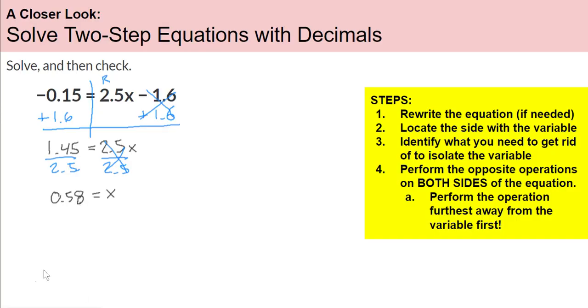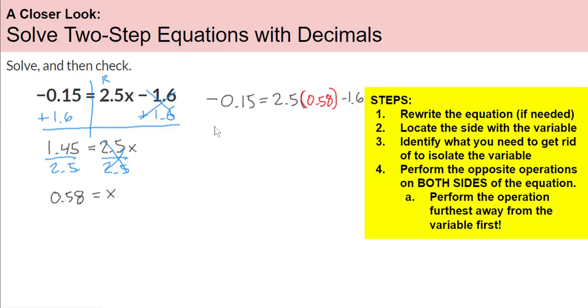As always, let's see if this is correct. So let's plug it back in to our original equation. Our original equation was negative 15 hundredths equals 2.5 times x minus 1.6. So instead of x, I'm going to put 0.58.